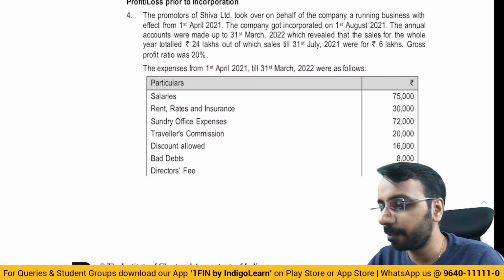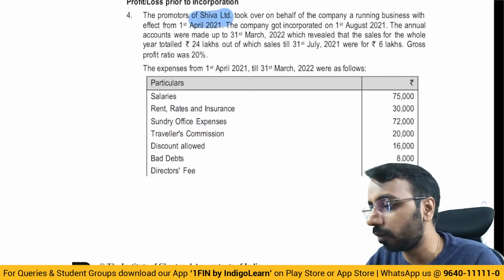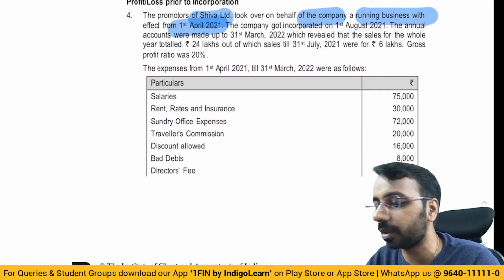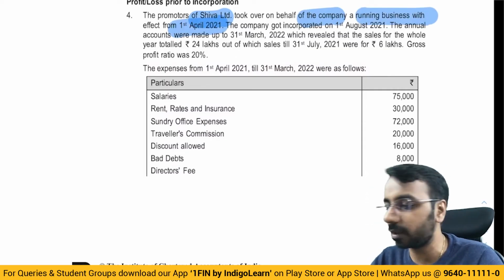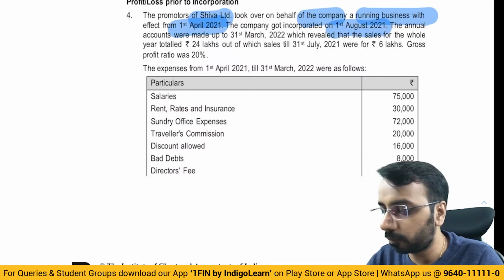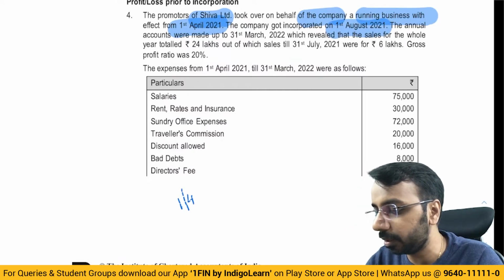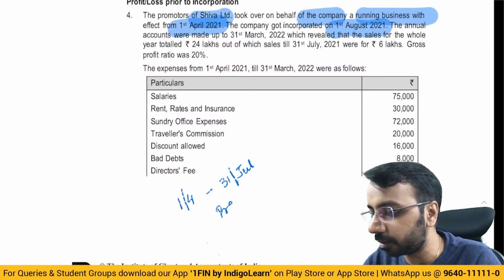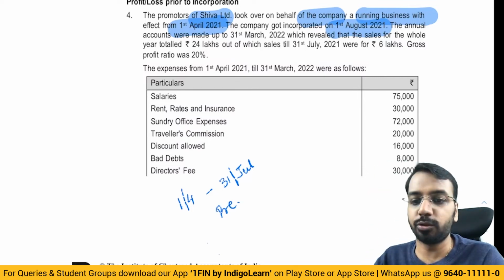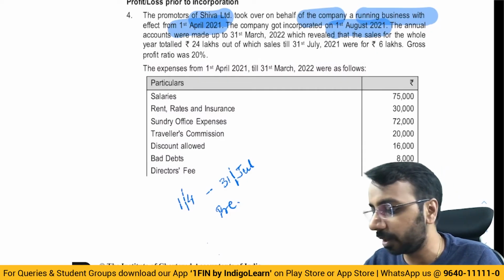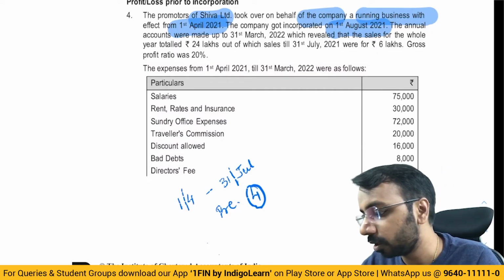So let's see. The promoters of Shiva Limited took over on behalf of the company a running business with effect from 1st of April. So 1st of April is the effective date. The company got incorporated on 1st of August. So from 1st of April till 31st of July, this is the pre-incorporation period. April, May, June, July. You can use your fingers and count. Okay, don't say 5 months and make mistakes. April to July, 4 months.